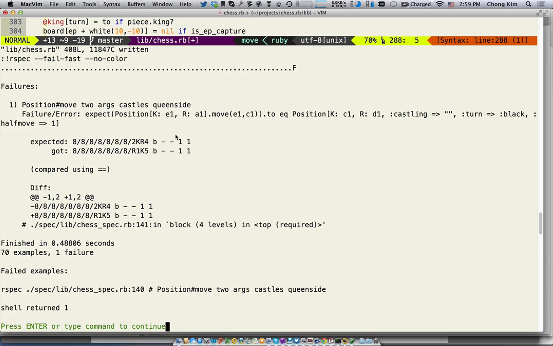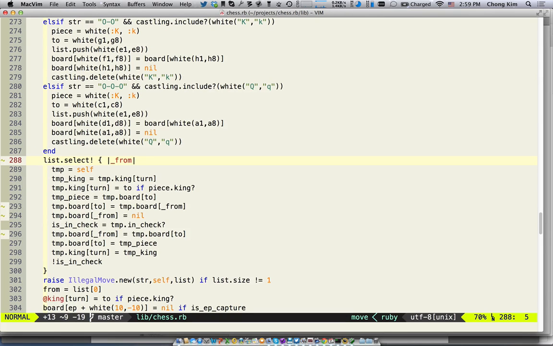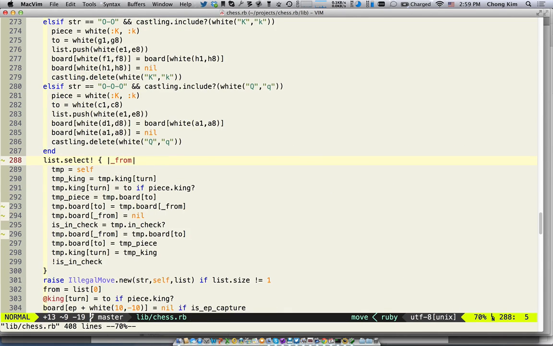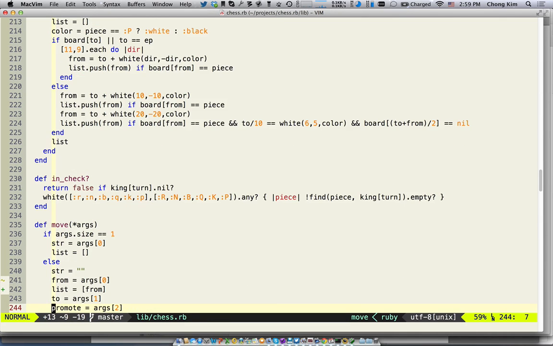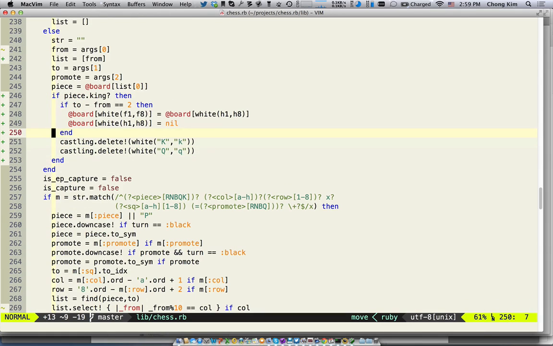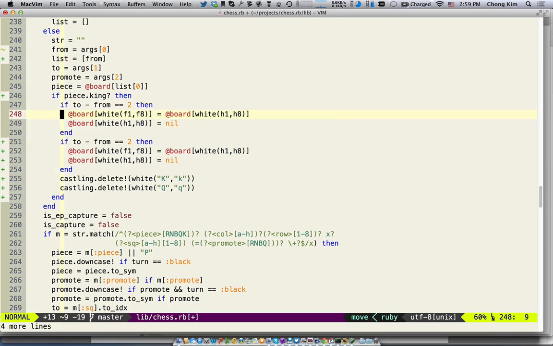All right, so castle's queenside. It doesn't know about castle and queenside. So, and we got rid of the syntax errors. So castling queenside. Let's go to move. Okay. So when you're castling kingside, now it's going to be -2. So, okay, so it's just a matter of switching these.